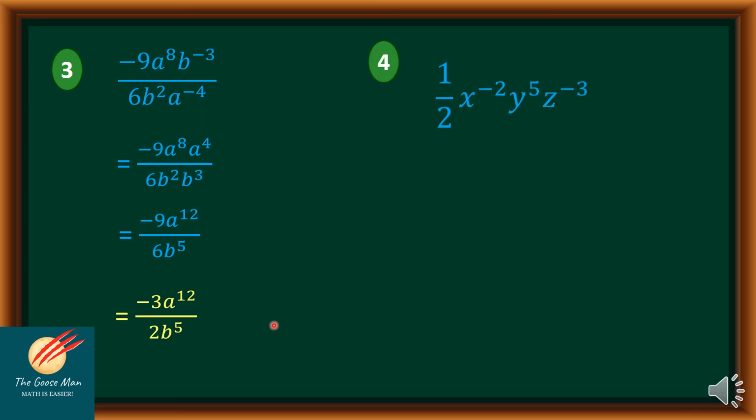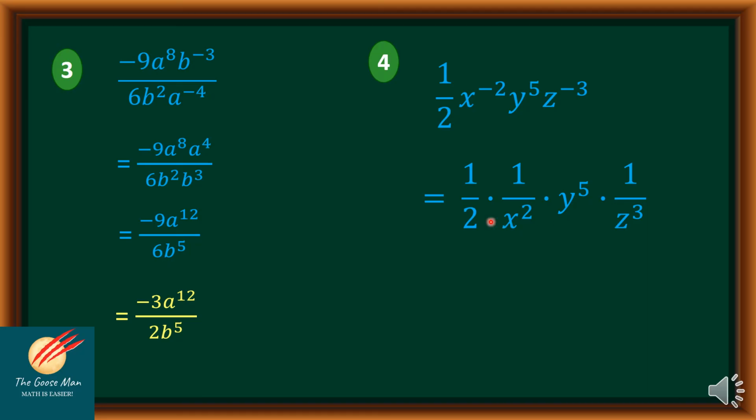Example number 4. I have here 1 half x raised to negative 2, y raised to 5, z to the negative 3. Take note that I can rewrite this as 1 half times. This x raised to negative 2 can be rewritten as 1 all over x squared. Then I have y raised to 5. This z to the negative 3 can be rewritten as 1 all over z raised to the 3rd power.